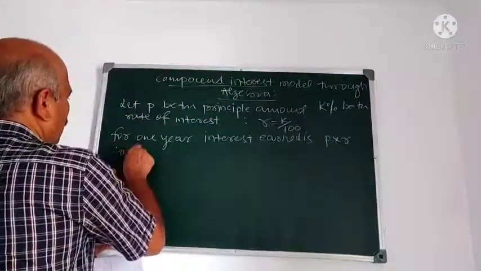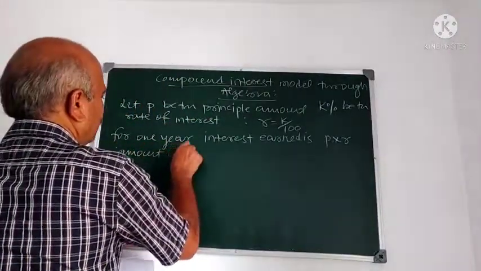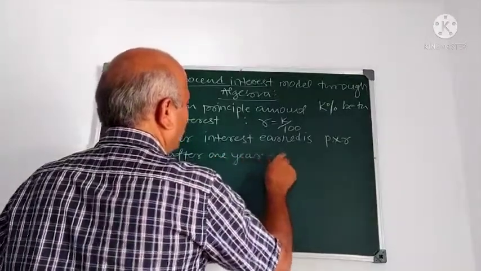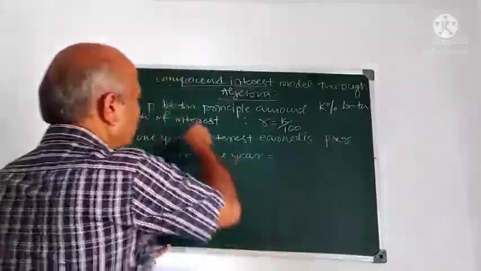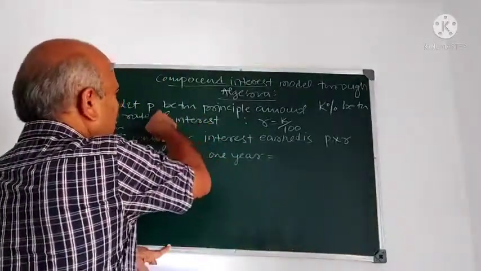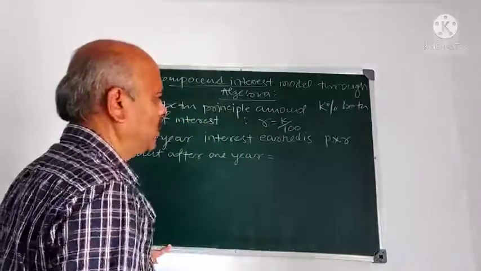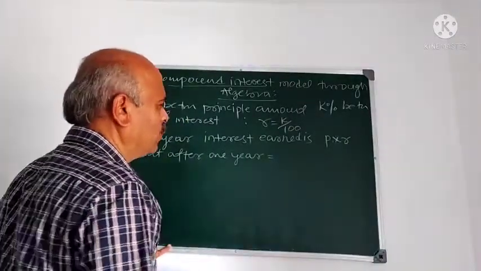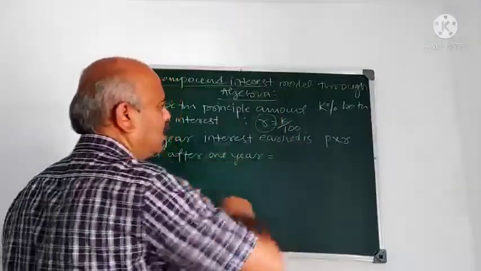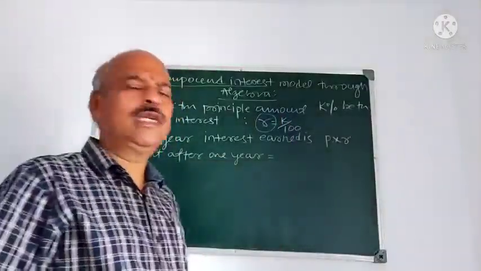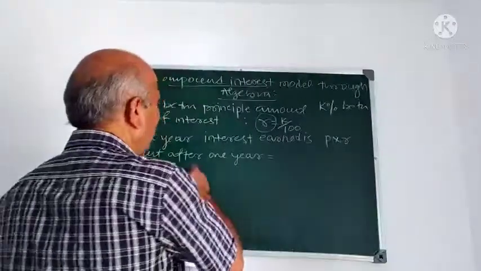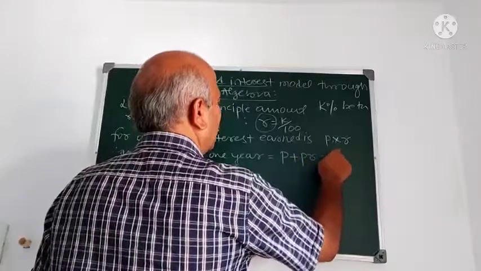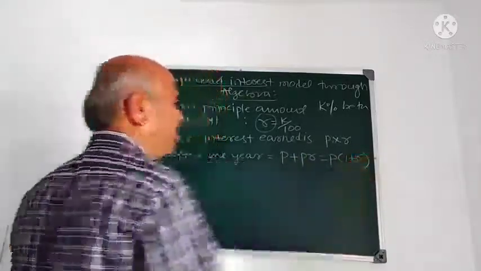Therefore, amount after 1 year is the total amount. See, we have invested P rupees, and rate of interest is K%, therefore K by 100. We have taken that as R. Therefore, interest earned is P into R, and amount after 1 year is P plus P into R, or P into 1 plus R.